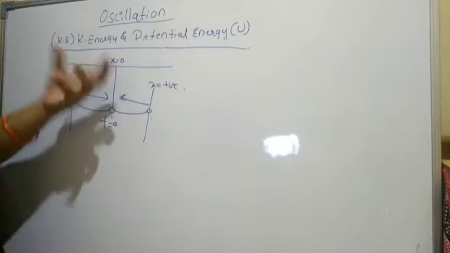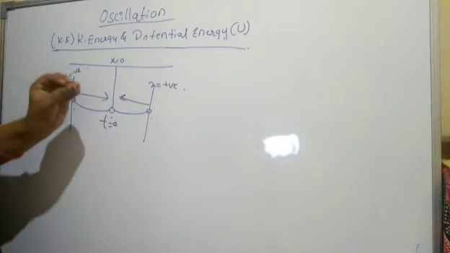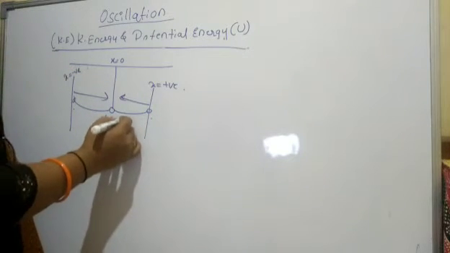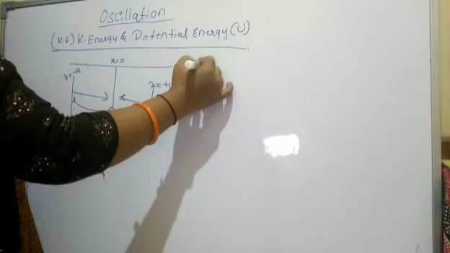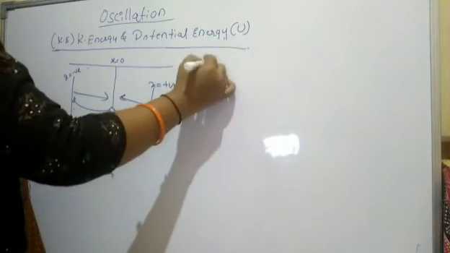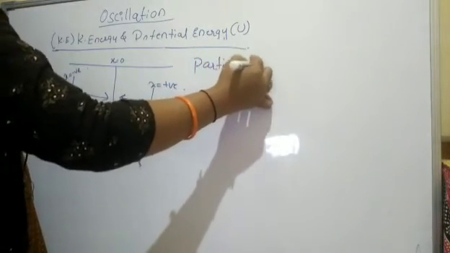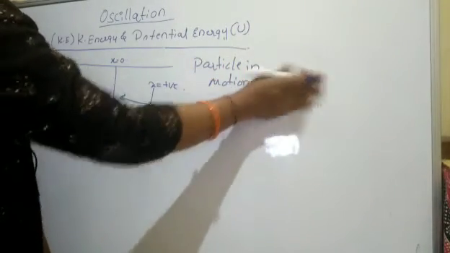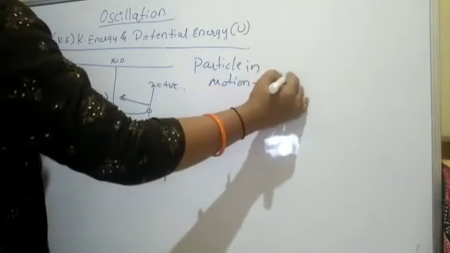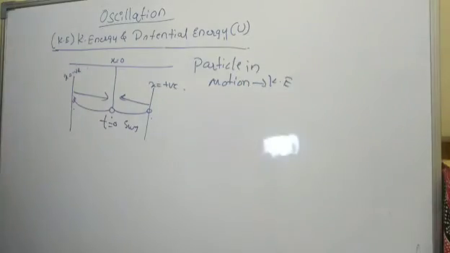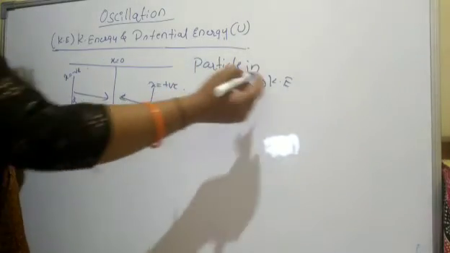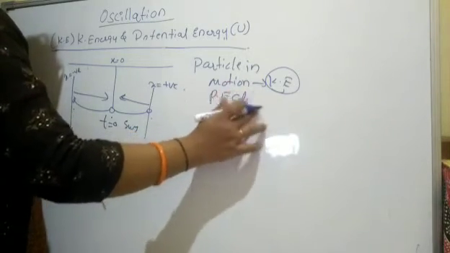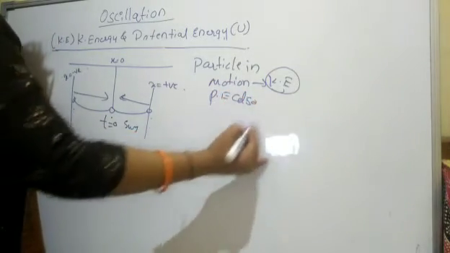When the particle is in motion, it has energy. Whenever the particle is in motion, it has energy, that is kinetic energy. It is executing a motion, which tells us that kinetic energy is there. When kinetic energy is there, obviously potential energy will also be experienced by the particle.